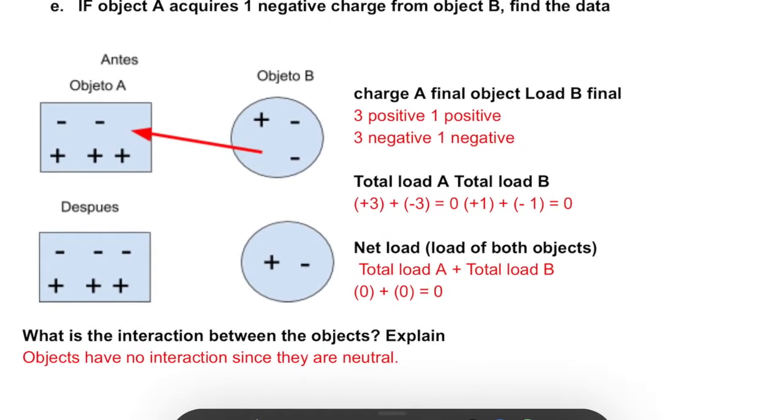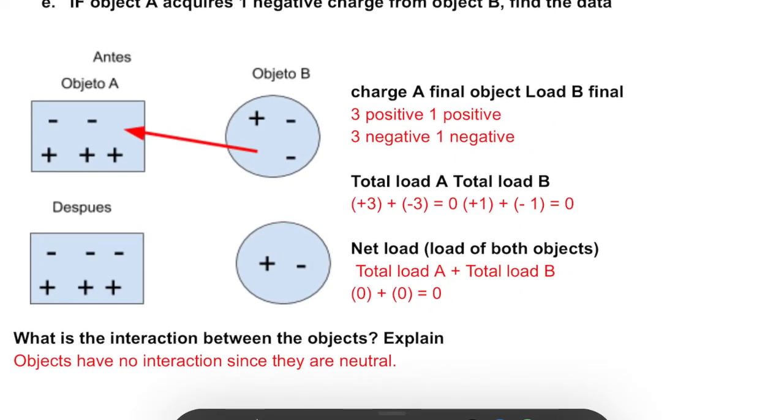And part E is exactly the same as parts A, B, C, and D, but here they are going to be together, with something else. Now, part E says, if object A acquires one negative charge from object B, and the key right here is from object B, remember, the charges are moving from one object to the other object. This is not magic that came from, I don't know, the sky or something like that. It came from object B.